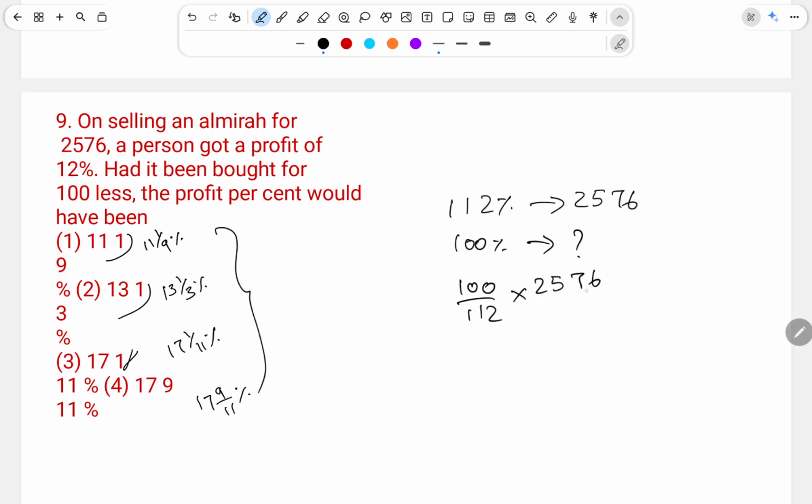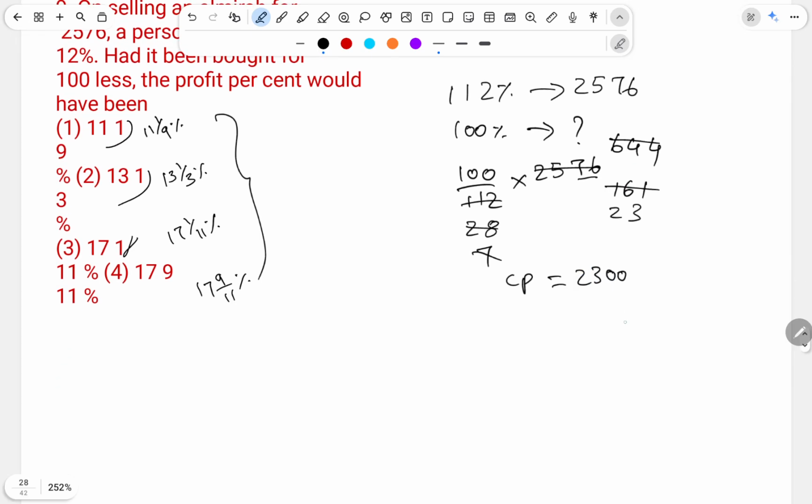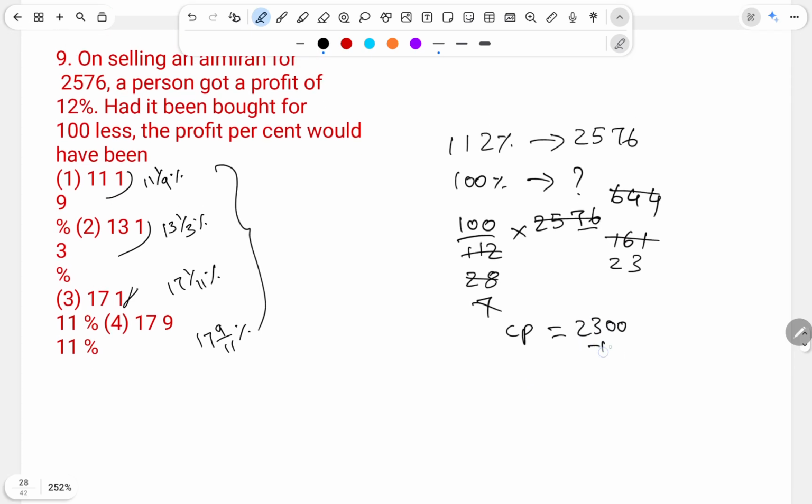How many times does it go? Last two digits are 76, means it goes by 4. 4 2s, 4 8s, 4 6, 4 4s, 4 4s. Then again by 4, 4 7s, 161. Again by 7, 7 1s, 7 2s, 7 3s. So the CP is equal to 2300. But they are saying it is bought for 100 rupees less. So means minus 100. It becomes 2200.